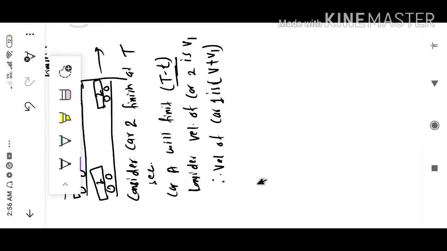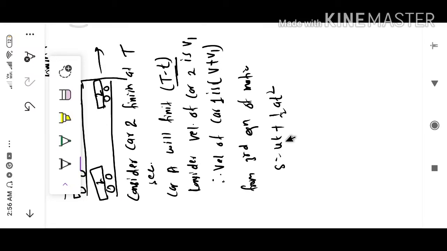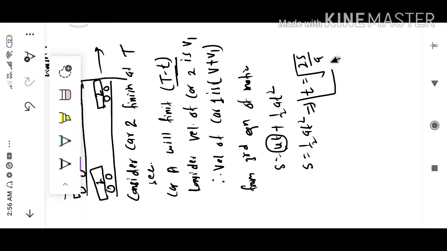So you can use here the equation of motion. S is equal to ut plus half at square, and you know the initial velocity is 0, so this term will be 0. So s is equal to half at square. This implies that t is equal to root of 2s upon a. In general I am writing this equation, not for this specific situation.